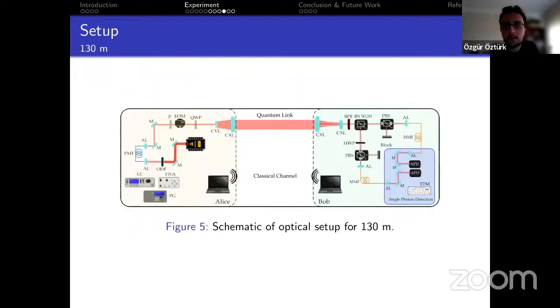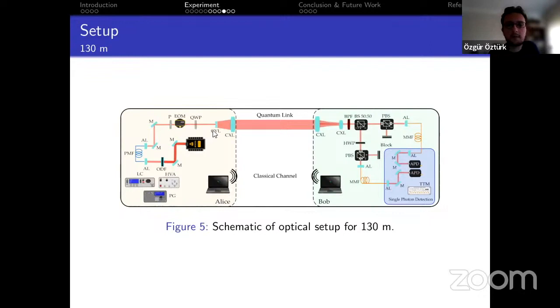So this is our actual QKD setup. First, we tested it inside the physics building for 32 meters. I just want to explain this schematic here. We have a diode laser, and it's coupled to a polarization maintaining fiber. And so we used the B92 protocol, and we encoded the bits to the polarization of the beam by an electro-optic modulator.